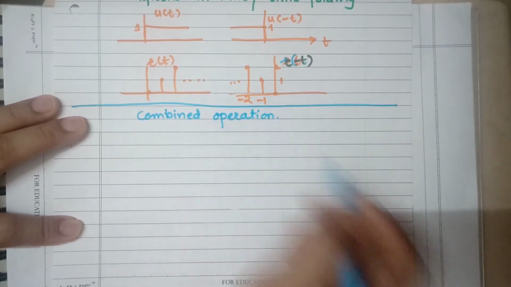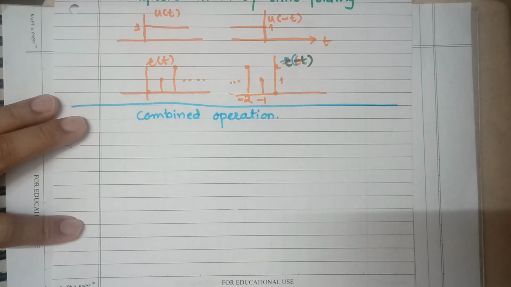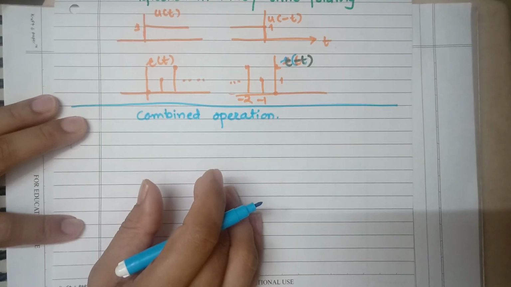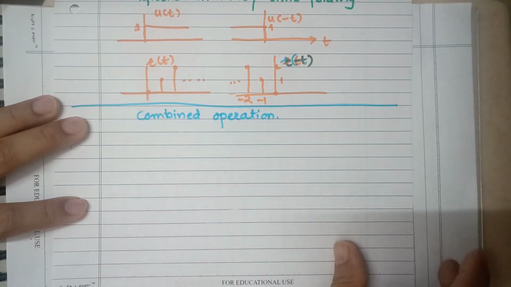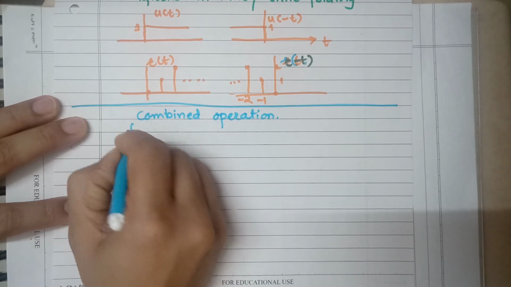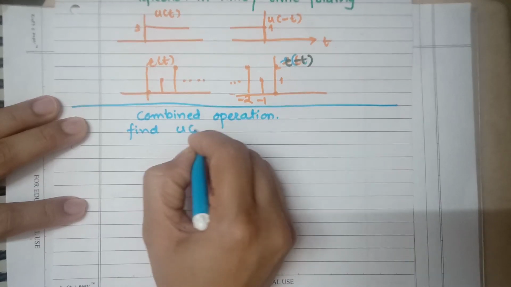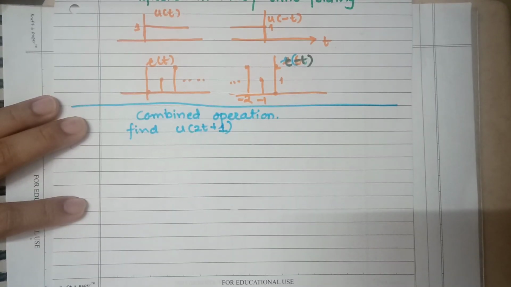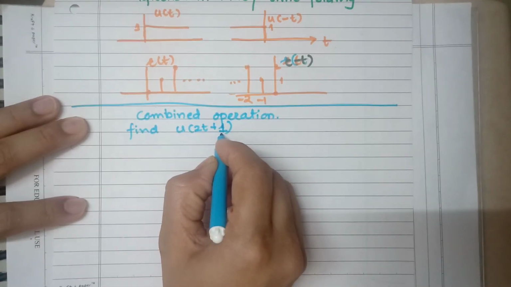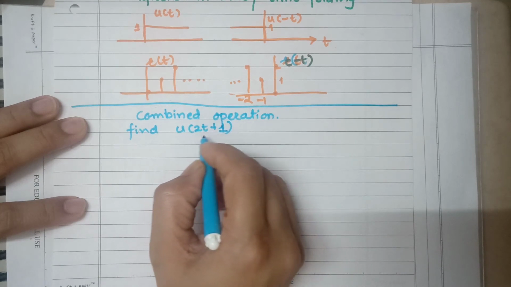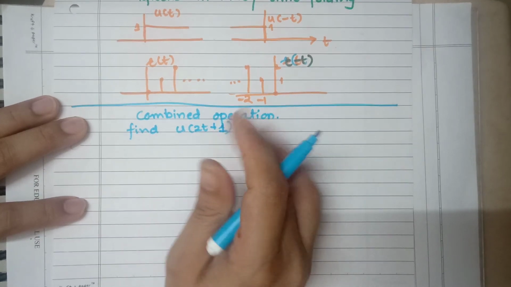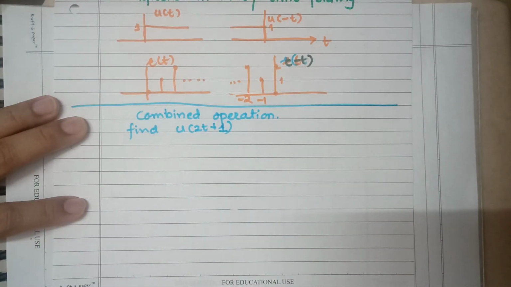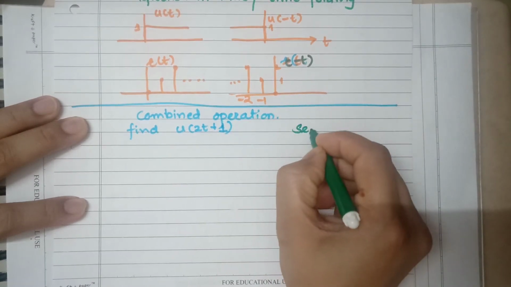operations. So in combined operations, we'll take two operations done simultaneously on a signal. So you are given, find u of 2t plus 1, for example. Here two operations are there, one is time shifting, one is time scaling. So first of all, whatever is given, we have to perform shifting first. So shifting is the first operation.